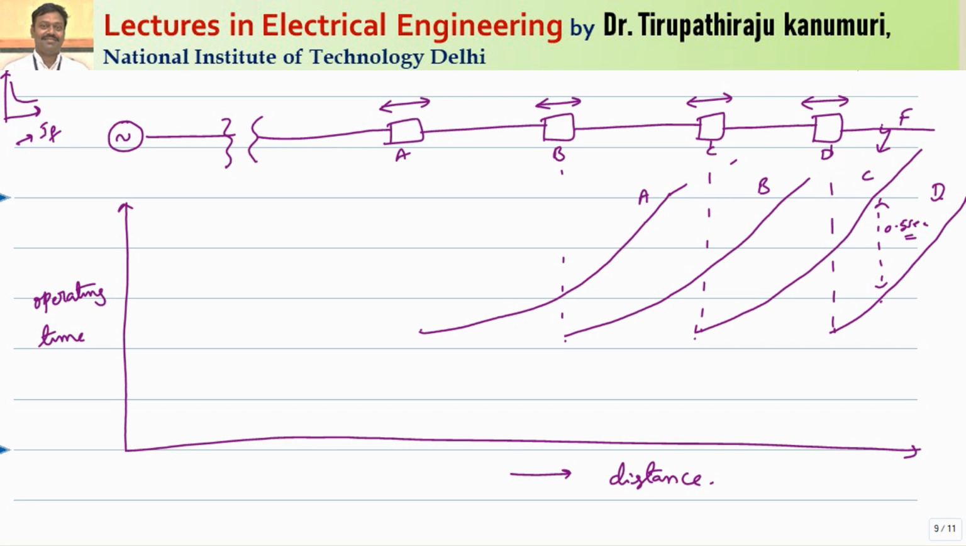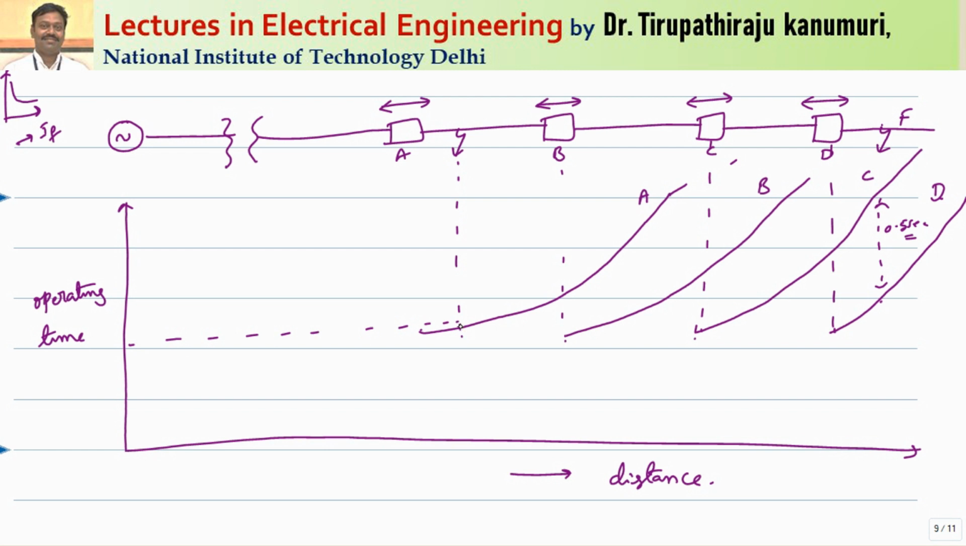Similarly, between B and A also 0.5 seconds is maintained, so that only if relay D fails will relay C operate, and if this fails, then relay B will operate. If B fails, then relay A operates. So let us assume the fault happens near the source. If the fault happens near the source, you can see the time of operation is minimum.